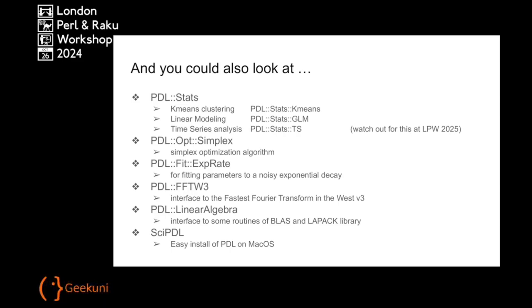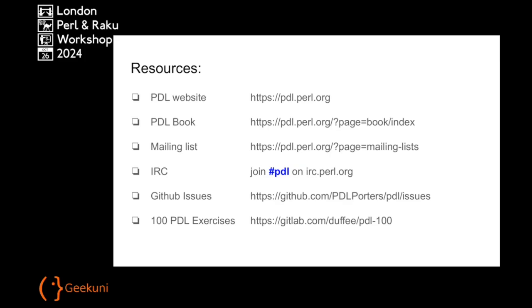So that's it. And lastly, not leastly, the websites that you may want: they managed to get pdl.perl.org. That's really what you need to start with. It will tell you where to go for the mailing list, for the book, for the IRC, and where the GitHub repo is. And at the very last, I'll point out, this is me. I am Duffee on GitLab, GitHub, and CPAN. And I stole somebody else's 100 PDL exercises, which were stolen from Python. And I added a few more. I completed a few more of them. There's still a few to do, so if you want to help out, that's great.